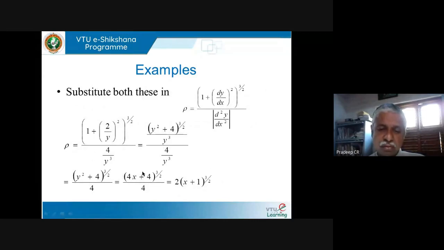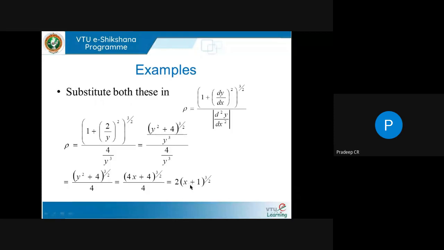So if I take 4 common out from here, 4 to the power of 3 by 2, that is 2 cube. 4 power half is 2, 2 cube is 8, 8 by 4 is 2, correct. What I've written here is correct. These are elementary exponent manipulations, which you should know. So this is the answer.